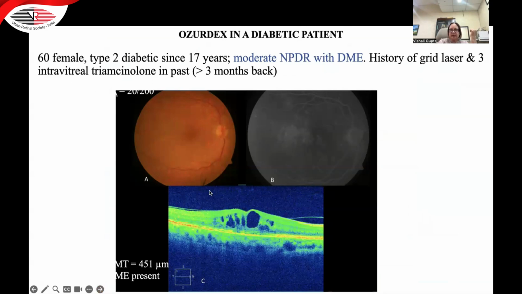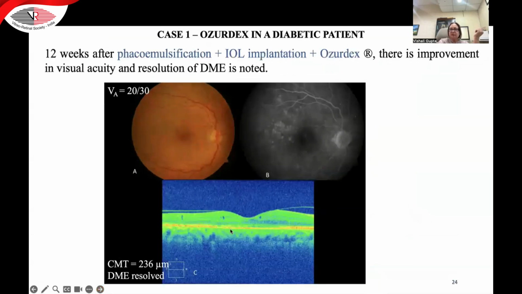It's a 60-year-old type 2 diabetic. She has DME, and the macular edema had responded to triamcinolone in the past, but the last injection was given more than 3 months in advance. So she had cataract. She underwent DEX implant and cataract surgery, and you can see the diabetic macular edema resolve.